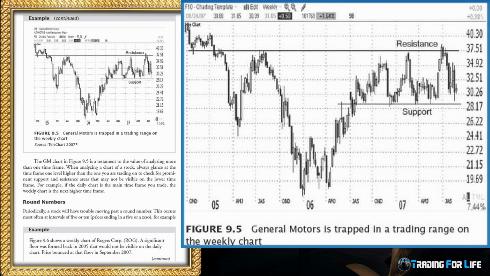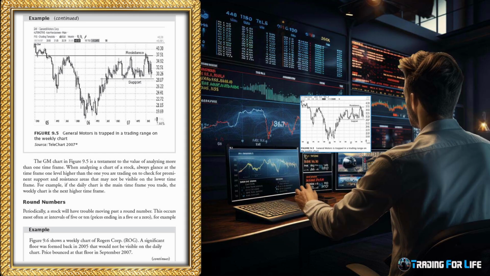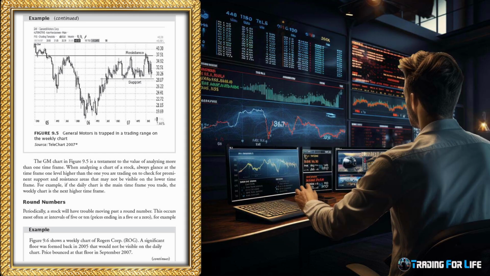When analyzing a chart of a stock, always glance at the time frame one level higher than the one you are trading on to check for prominent support and resistance areas that may not be visible on the lower time frame. For example, if the daily chart is the main time frame you trade, the weekly chart is the next higher time frame. Round numbers.